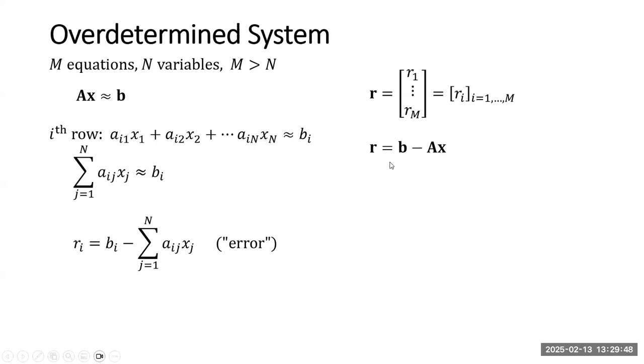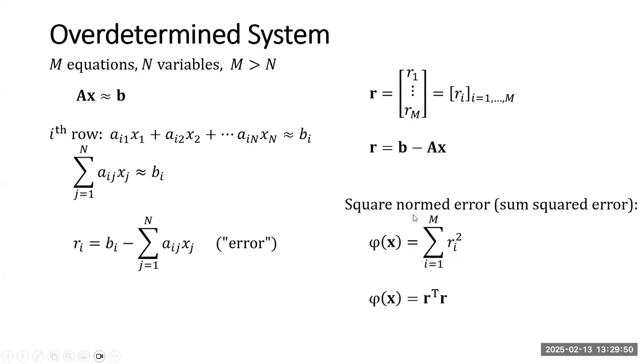So what we want to do is minimize the squared norm error, or sum squared error. This is phi of x. We want to minimize this summation of r_i squared, or vectorially, this is the squared error r transpose r. Are you guys with me?